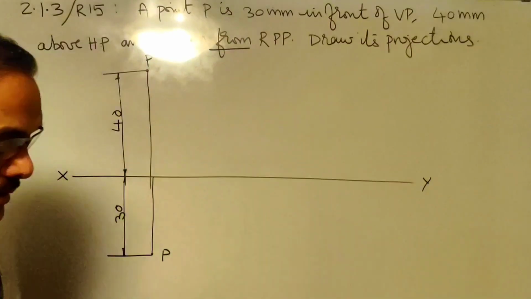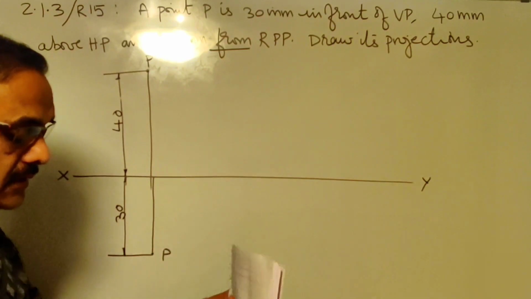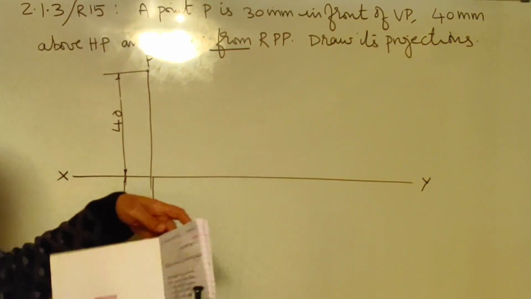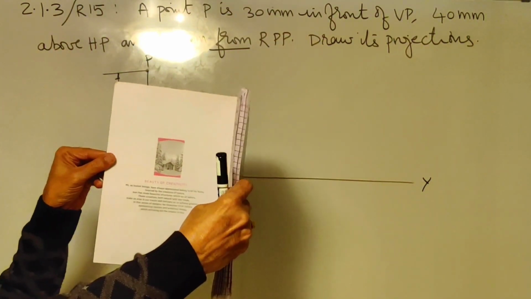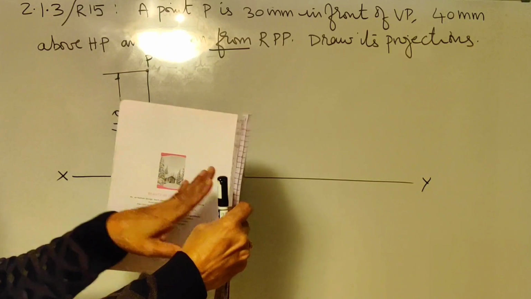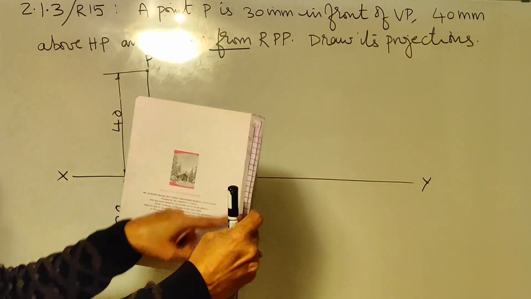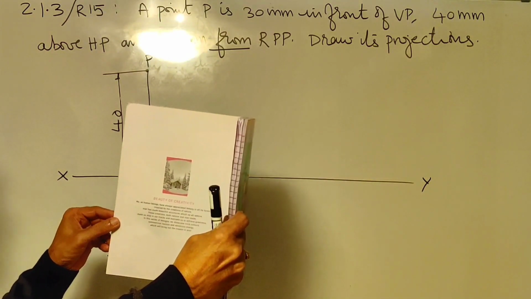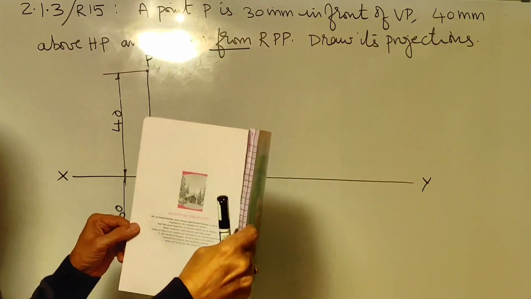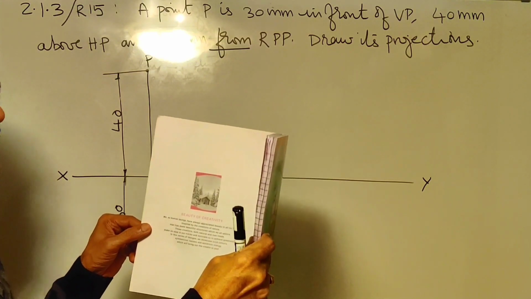I'll take a book, okay. Let us say, like this. I am showing you VP and the right profile plane, two mutually perpendicular planes. This is VP, this is your right profile plane. There is a line which is common to both VP and the right profile plane, the line of intersection. Now, that line we represent as the X1 Y1 line.